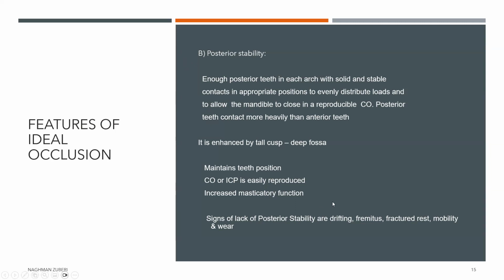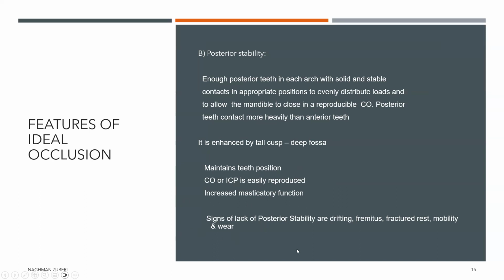Posterior stability: enough posterior teeth in each arch with solid and stable contacts in appropriate positions to evenly distribute loads and to allow the mandible to close in a reproducible centric occlusion. Posterior teeth contact more heavily as compared to anterior teeth, and this is enhanced by having taller cusps and deeper fossae. It maintains the teeth position. Centric occlusion or the intercuspal position is easily reproduced. Masticatory function will be increased in this situation.